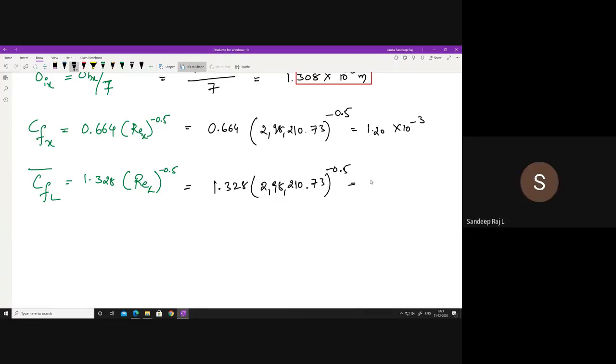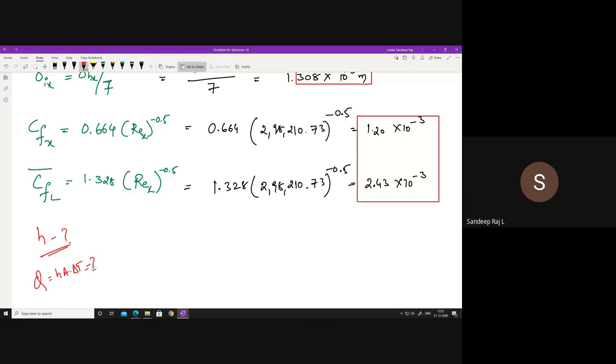CFL also you tell me. 2.43 into 10 power minus 3. Okay. So you are done with these things. Apart from this, it is also asking you what is the h value. You have to calculate what is the h value, and also using this h you have to calculate what is Q, that is hA into delta T. Also you have to calculate.